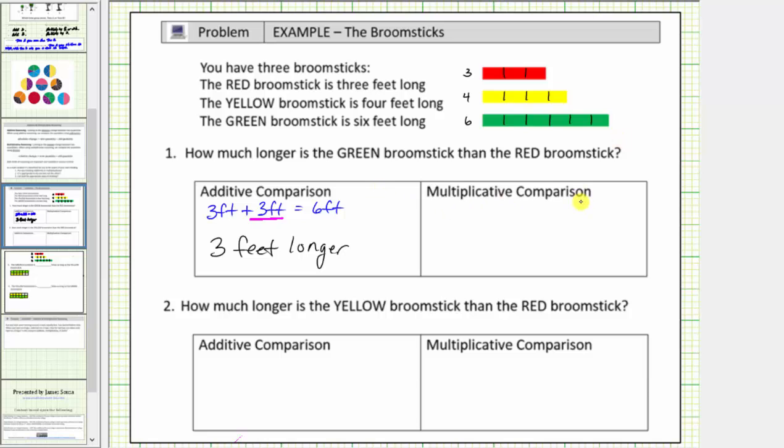Now for the multiplicative comparison, we need to determine what we have to multiply the length of the red broomstick by to get the length of the green broomstick. So 3 feet times some value must equal 6 feet. Well, because 3 feet times 2 is equal to 6 feet, the times 2 indicates that the green broomstick is 2 times longer than the red broomstick.